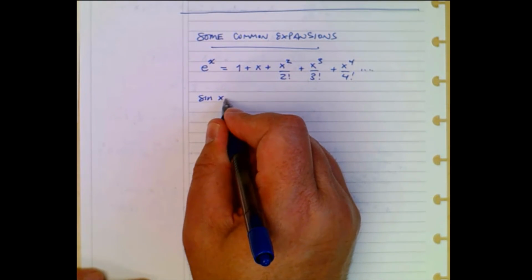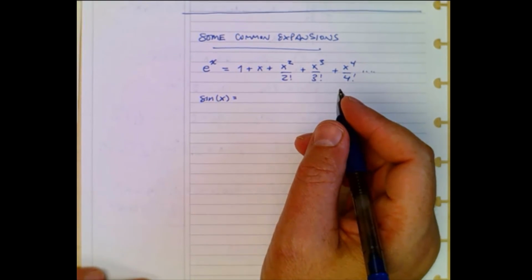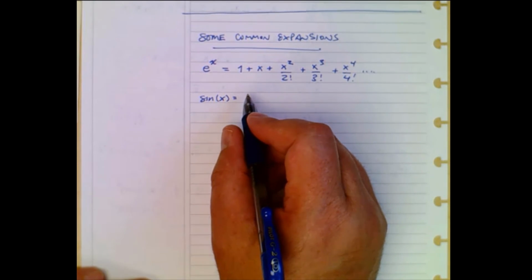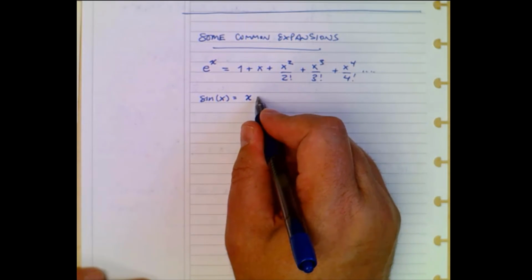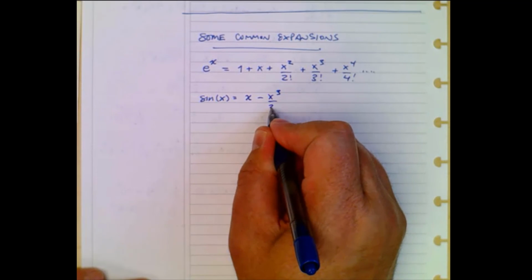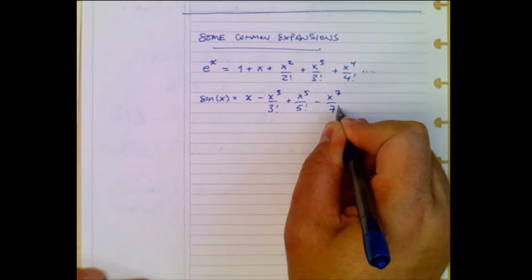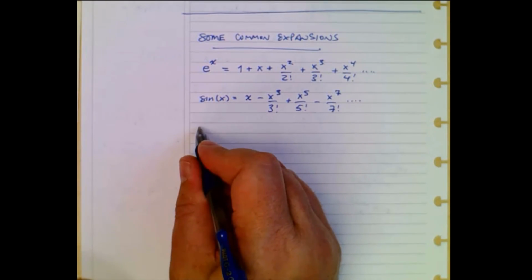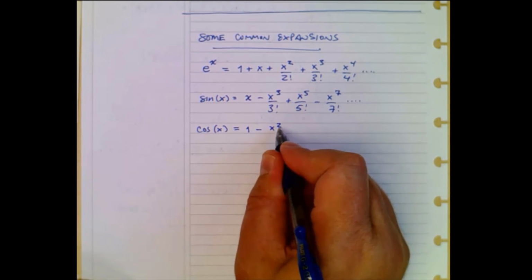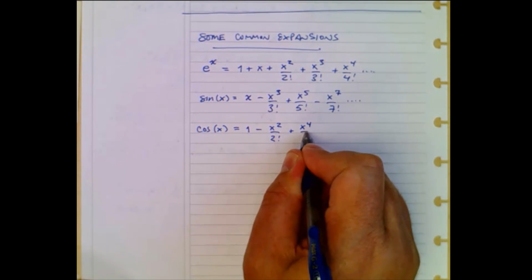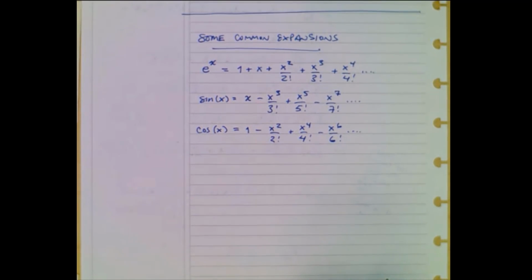The sine of x. This will definitely come up again when we talk about pendula and their behavior, what x of t for a pendulum or any simple harmonic oscillator looks like. It will turn out to be x minus x cubed over 3 factorial plus x to the 5th over 5 factorial minus x to the 7th over 7 factorial. You get the pattern. And cosine, likewise, is 1 minus x squared over 2 factorial plus x to the 4th over 4 factorial minus x to the 6th over 6 factorial. Again, I bet you can discern the pattern there.